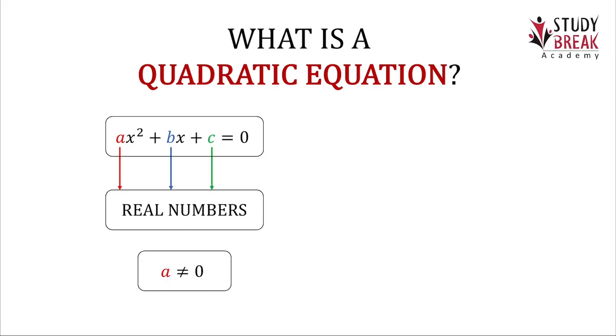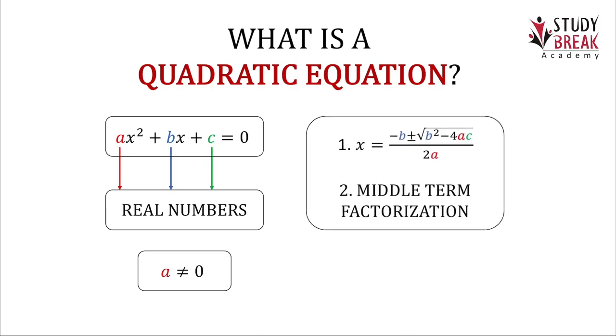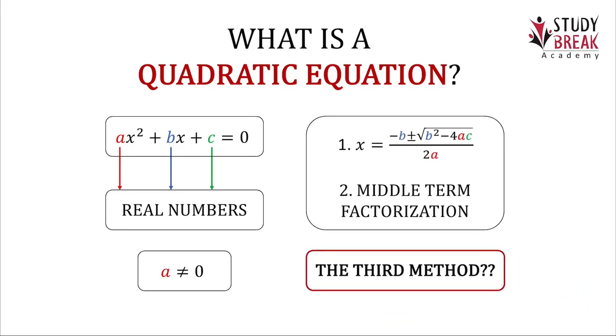Now, generally, we know two different approaches to solving any given quadratic equation. The first one is the Sridhar-Acharya formula, and the second one is the middle term factorization. What we shall learn today is the third method, the easiest and the quickest one to solve any given quadratic equation. Let's start with an example.